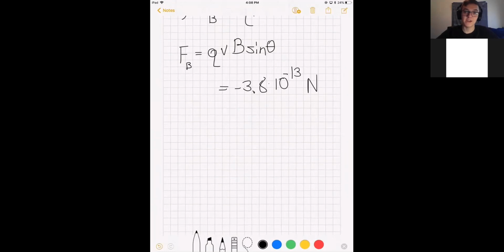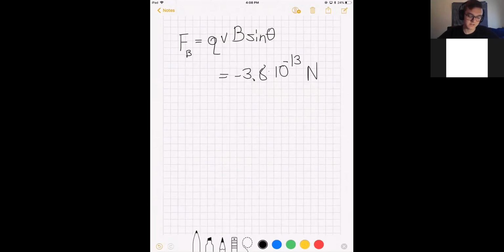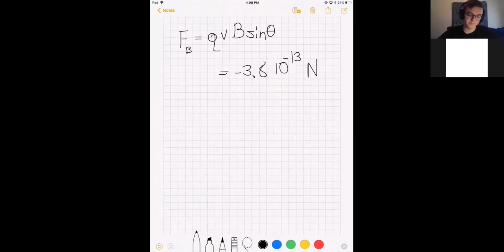So once you have that number, you can actually just pick it. There's no other number with this magnitude. So you could just pick it, but the directionality we can think about. So our diagram looks something like this. B is pointing in this direction and V is pointing in this direction.